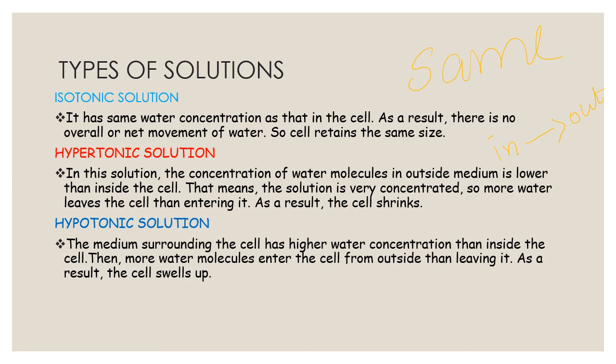Hypotonic means outside to inside. The outside water concentration is higher, moving to lower concentration, so the cell will swell up, with more water entering. These are the three types of solutions: isotonic, hypertonic, hypotonic. You should be able to explain them with the help of examples.